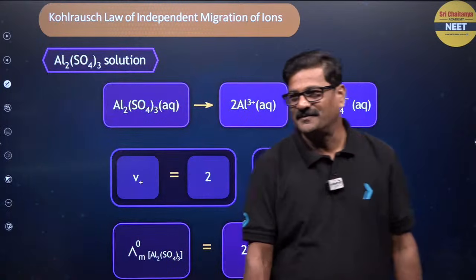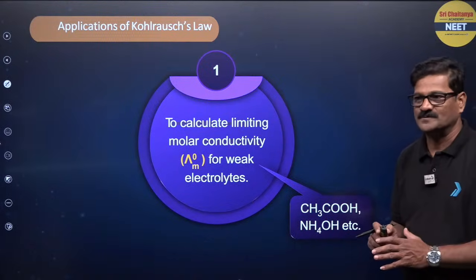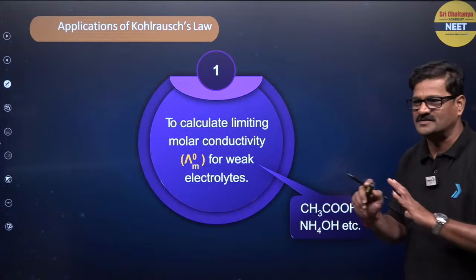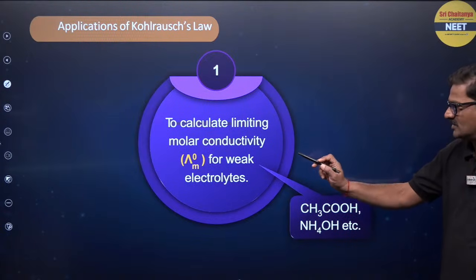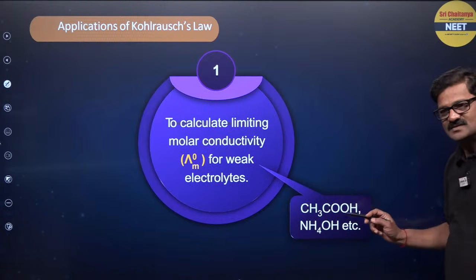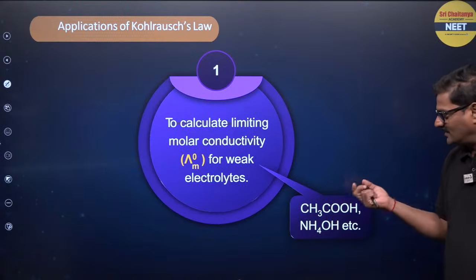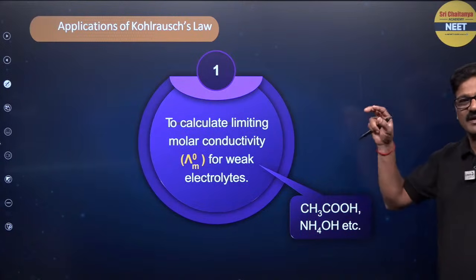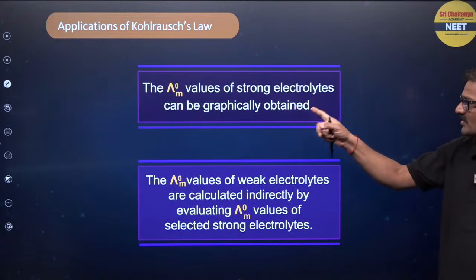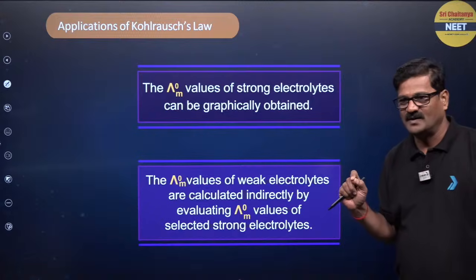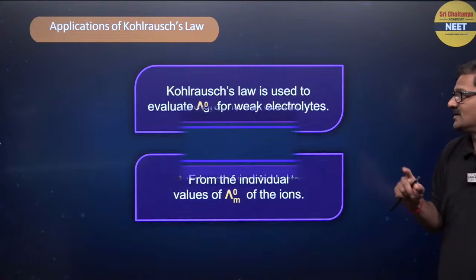Understand? Clear? Fine. Now, to calculate applications of Kohlrausch law, it is very quick. I will finish this in a quick manner. It is used to calculate limiting molar conductivity of a weak electrolyte like acetic acid and ammonium hydroxide. You can take the ionic mobility values from the strong electrolyte, and the molar conductivity values of strong electrolytes can be graphically obtained, and with those you can do the weak electrolyte.